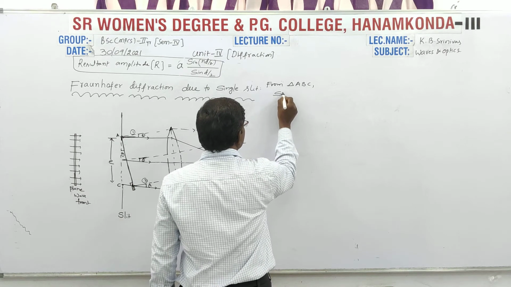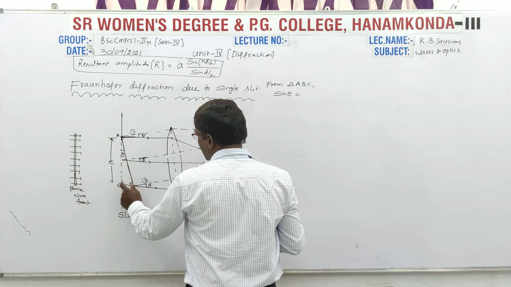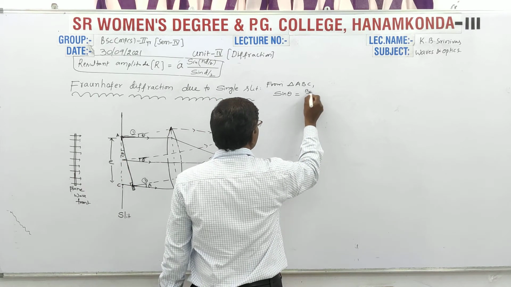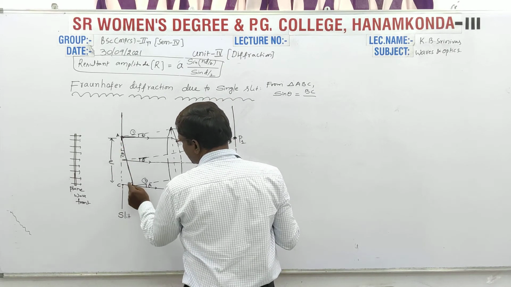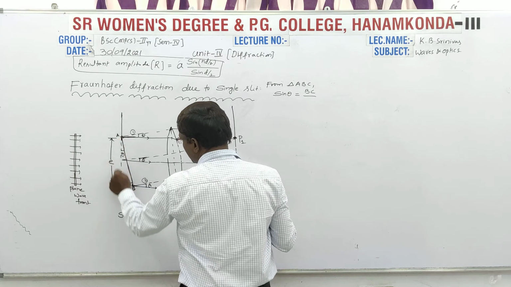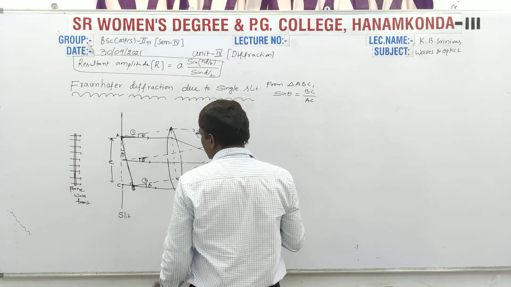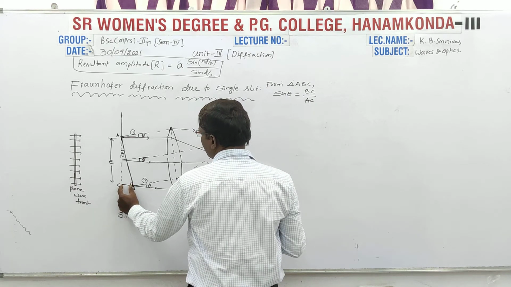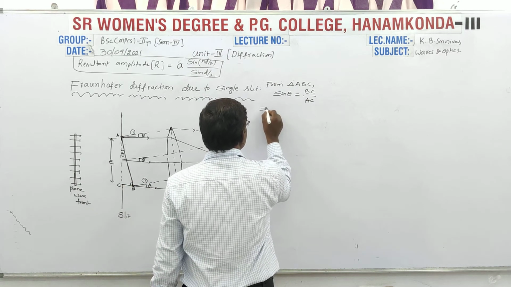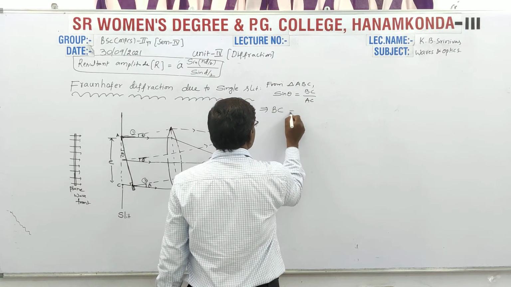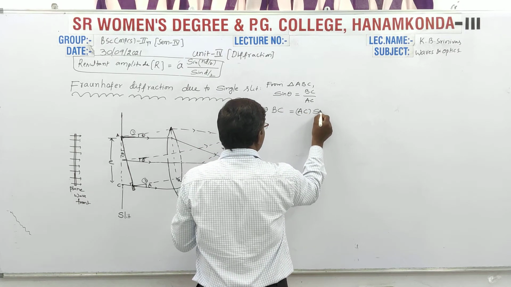Sin theta is equal to, what is the formula for sin? Opposite side of theta, that is BC, by hypotenuse. This is 90 degrees. Opposite to 90 degrees is the hypotenuse. So AC will be the hypotenuse. But what is my aim? I want to calculate the path difference between these 2 rays, that is BC. BC is equal to, on cross multiplication, AC into sin theta.